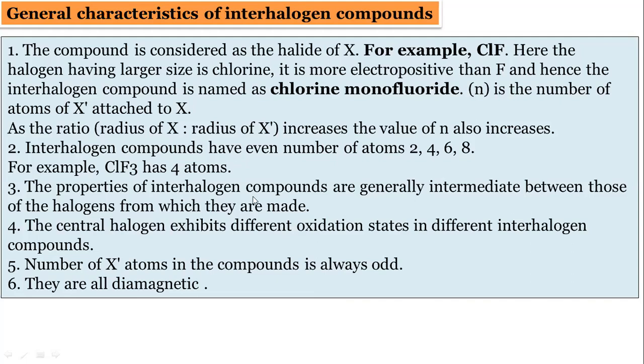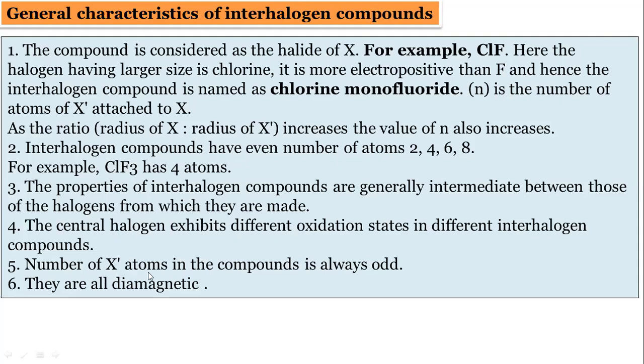The properties of interhalogen compounds are generally in between those of the halogens from which they are made. If we consider the example ClF3, this interhalogen compound has properties in between chlorine and fluorine. The central halogen exhibits different oxidation states in different interhalogen compounds.